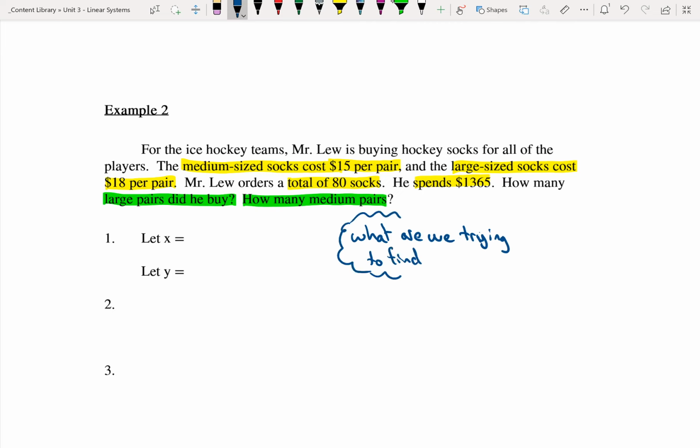So this is what we need to use to help figure out what our variables are. What are we trying to find? In this case, what we're trying to find is the number of medium pairs. So let X represent the number of medium socks, and let Y represent the number of large socks.